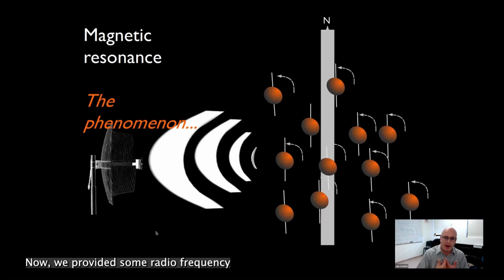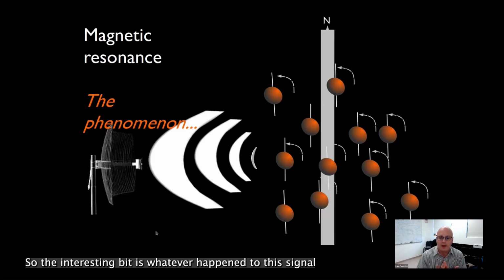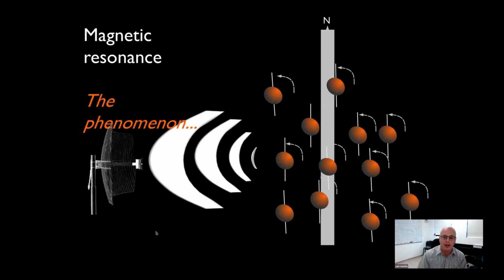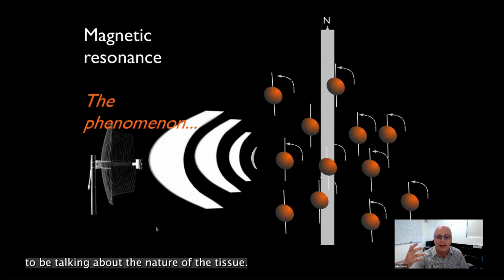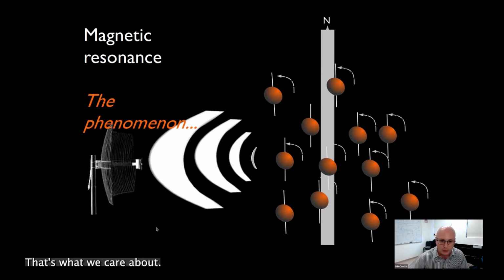Now, we provided some radio frequency, and we're getting radio frequency back. So the interesting bit is whatever happened to this signal while we threw it into the tissue and then it returned slightly modified. These modifications tell us about the nature of the tissue. That's what we care about.